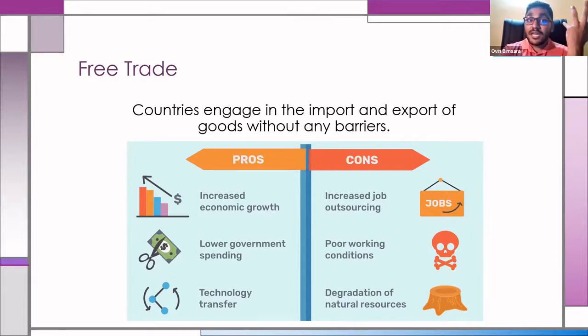Whatever the technologies that occur in different countries, you can quickly get on board to your country as well when you let free trade happen. In terms of the disadvantages or cons, increased job outsourcing. When global companies come to the Sri Lankan or domestic territories, they will bring their own employees as well.